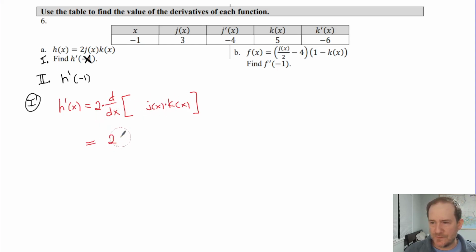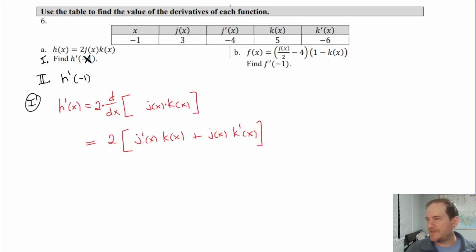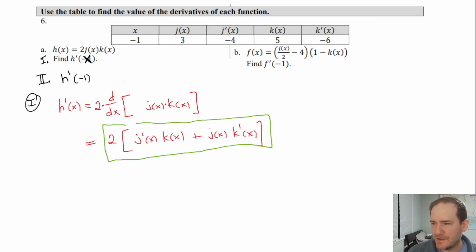So I'll take my 2, I'll open a set of brackets because I know the product rule is going to be j prime of x times normal k, and then plus j times k prime. But when I say give me a general rule, this is what I mean. This is my derivative. I couldn't simplify it any further, but there it is in general in terms of x.